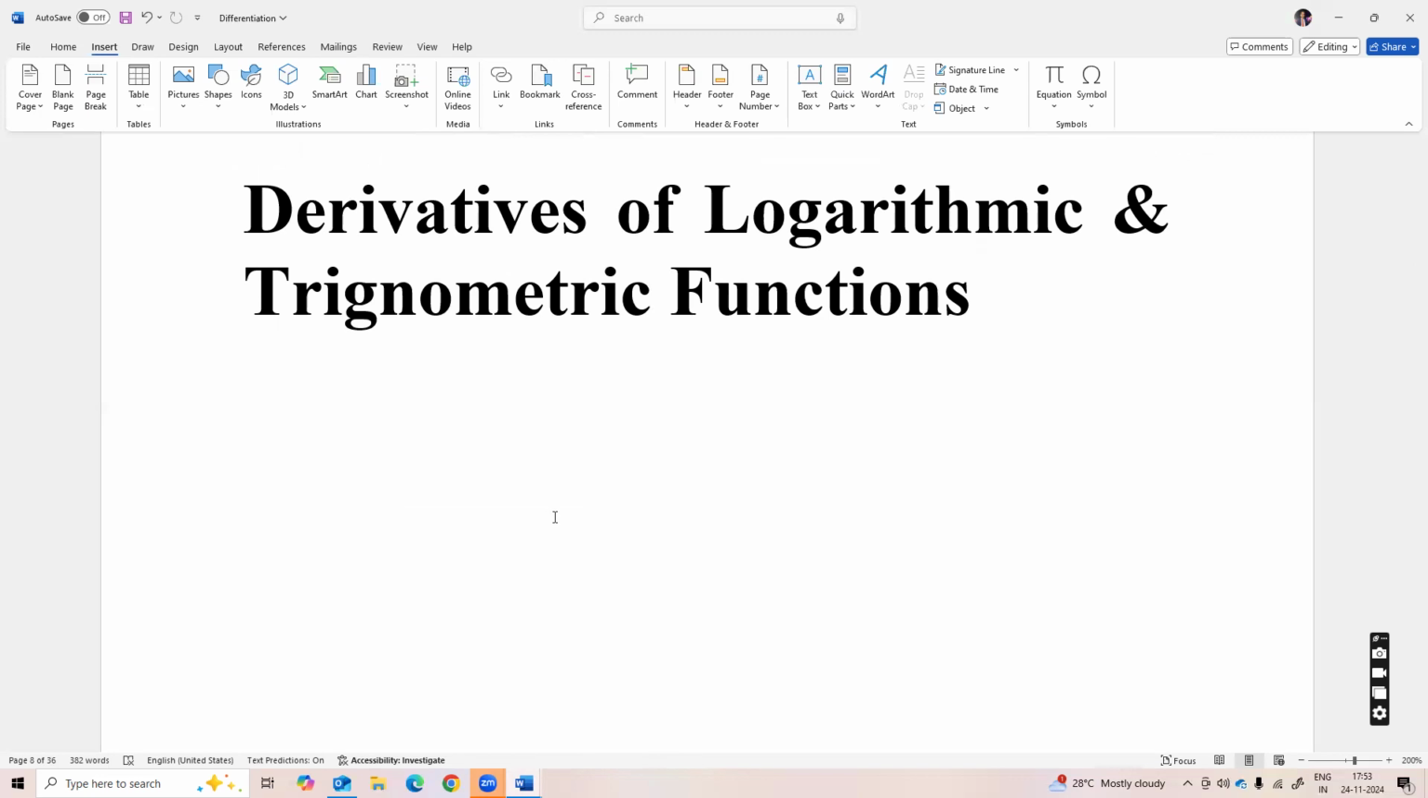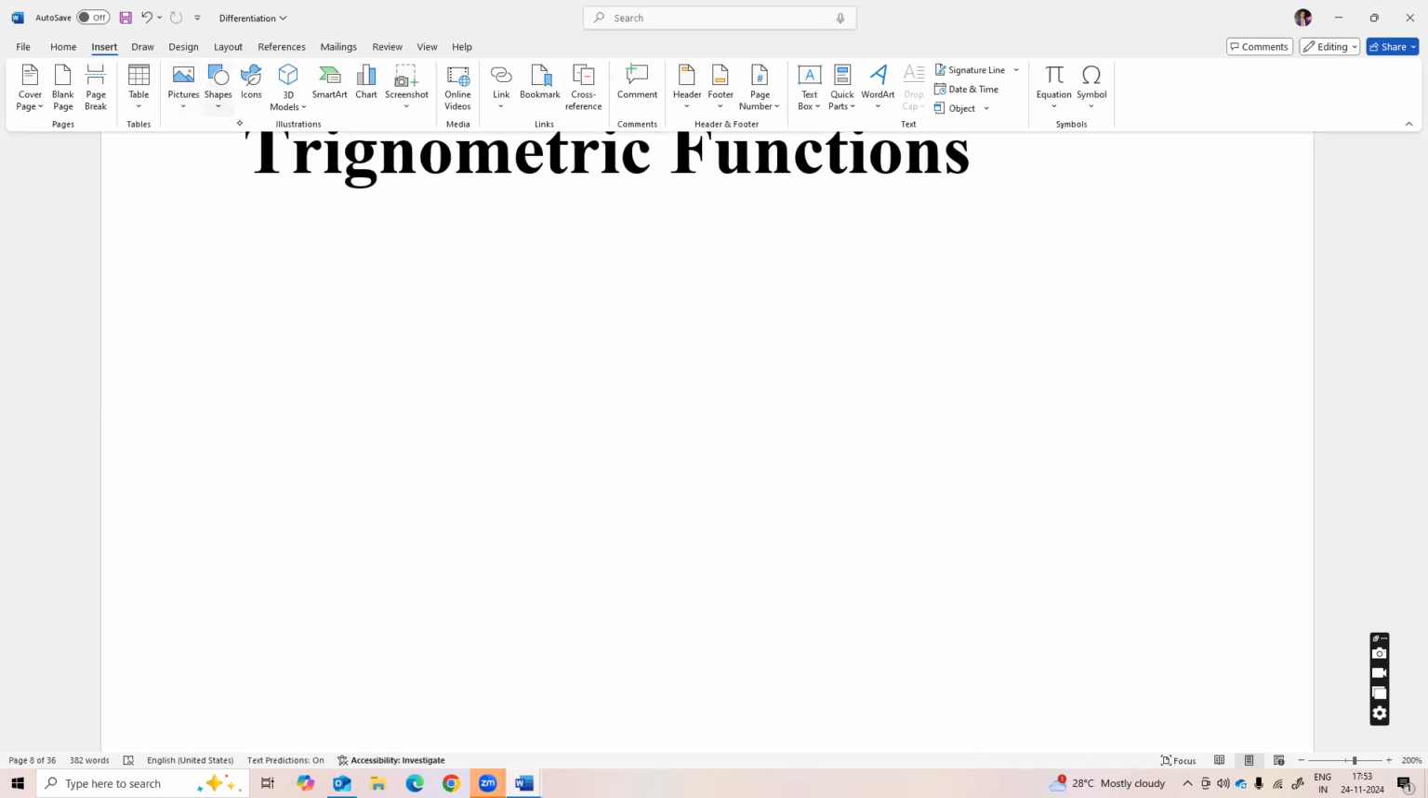Now we will see the derivatives of logarithmic and exponential functions. Okay. So let's say if you have y equal to log of x, its derivative can be given as y dash is equal to 1 upon x.